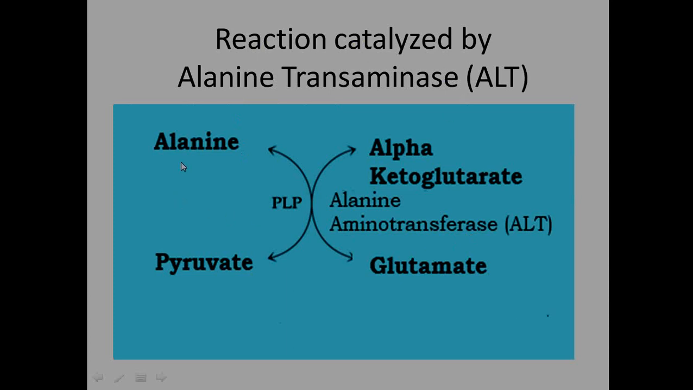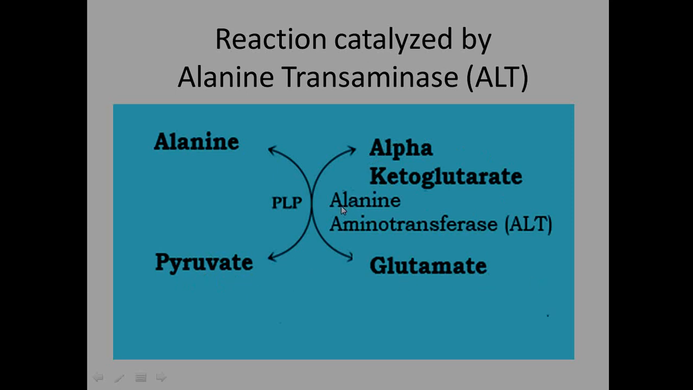Okay, in alanine transaminase, alanine is the amino acid donor. Amino group donor is alanine. The amino group is accepted. The recipient keto acid is always alpha ketoglutarate. So, the donor amino acid donates the amino group which is accepted by the recipient alpha ketoglutarate to be converted into a new keto acid pyruvate and a new amino acid glutamate.